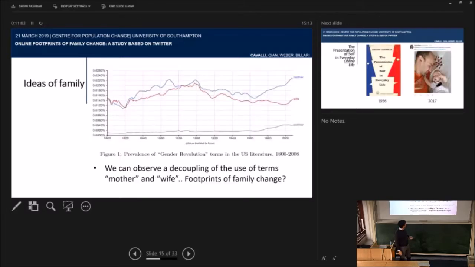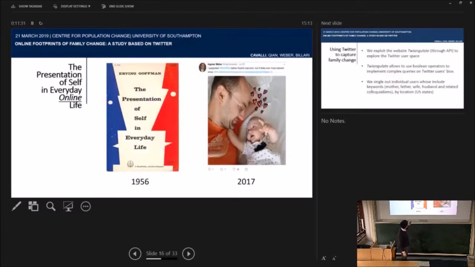And the reason why I'm showing you this is that we are going to use exactly these words. We want to go on Twitter and look at how many people define themselves as mother or father relative to people who define themselves as husband or wife, so more traditional. I'm going to look into that in a bit more detail, but the sociological reason why we're looking at how people describe themselves goes back to Goffman and the presentation of self in everyday life.